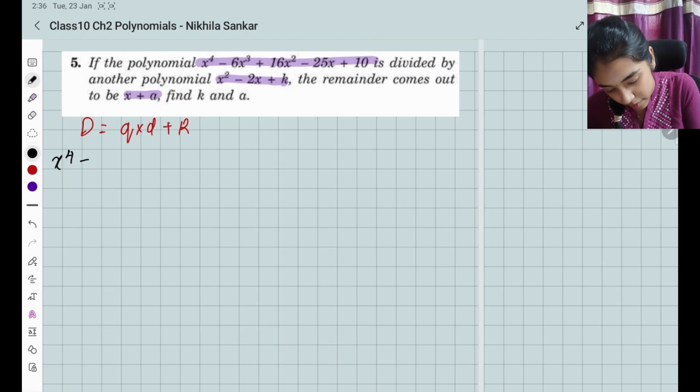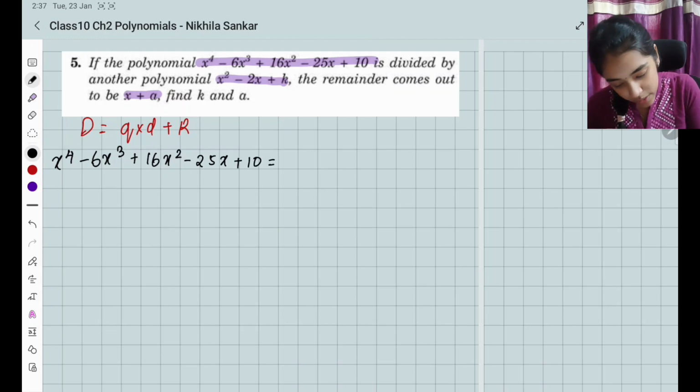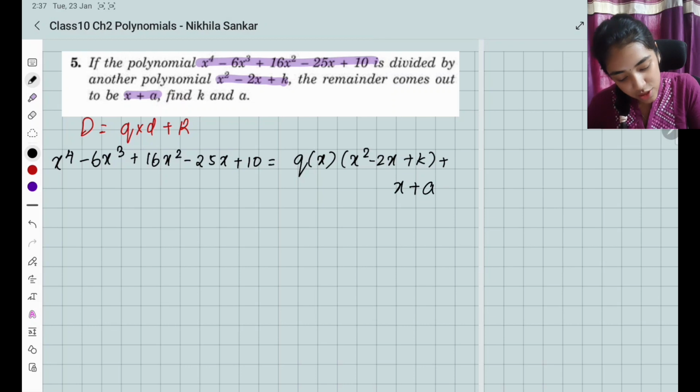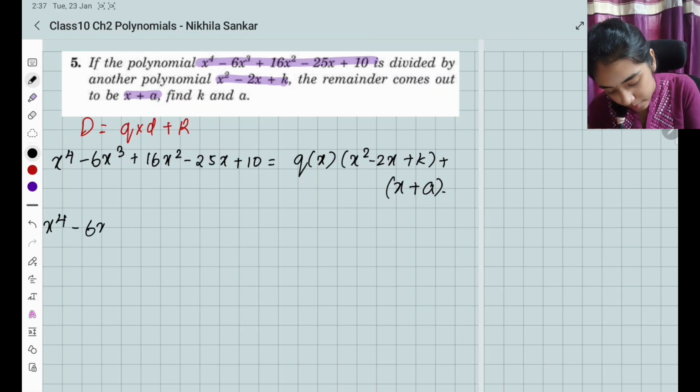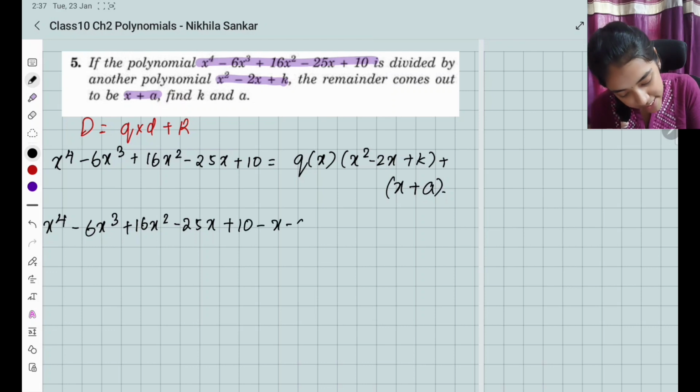இப்போ நம்மளோட dividend என்ன? It is going to be x power 4 minus 6x cube plus 16x square minus 25x plus 10 equals quotient, என்ன நம்ம இன்னும் கண்டுபிடிக்கல. So quotient into divisor, which is going to be x square minus 2x plus k plus remainder என்ன? It is given that it is going to be x plus a. இப்போ நான் என்ன பண்ண போறேன்? I'm going to take this x plus a to the other side. So what do I have? x power 4 minus 6x cube plus 16x square minus 25x plus 10 minus x minus a.